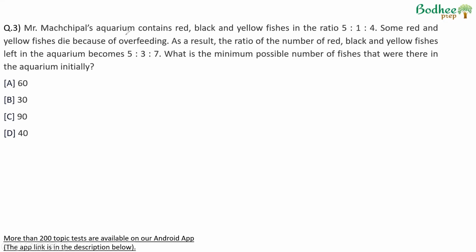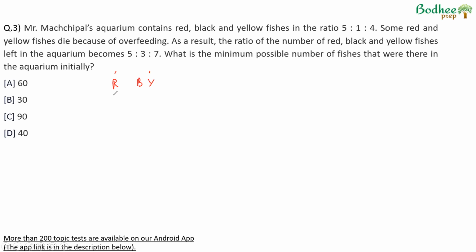Mr. Machipal's aquarium contains red, black, and yellow fishes in the ratio 5:1:4. Some red and yellow fishes die because of overfeeding. As a result, the ratio of the number of red, black, and yellow fishes in the aquarium becomes 5:3:7. What is the minimum possible number of fishes that were there in the aquarium initially?